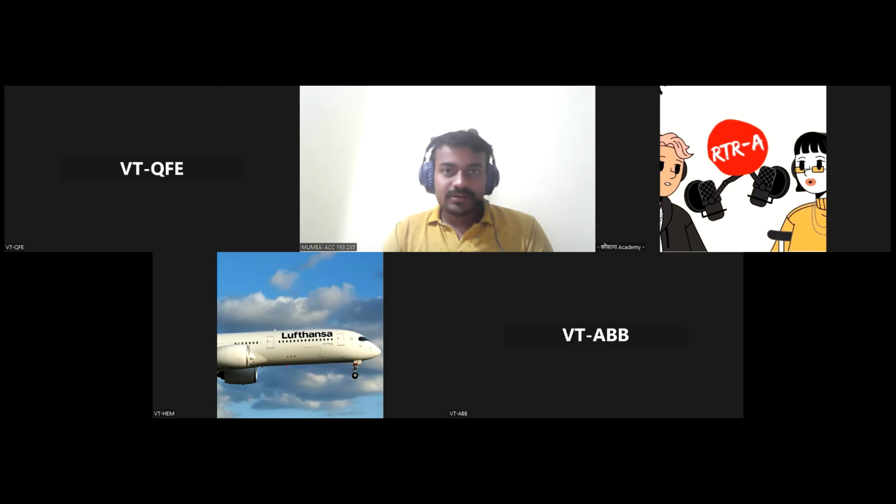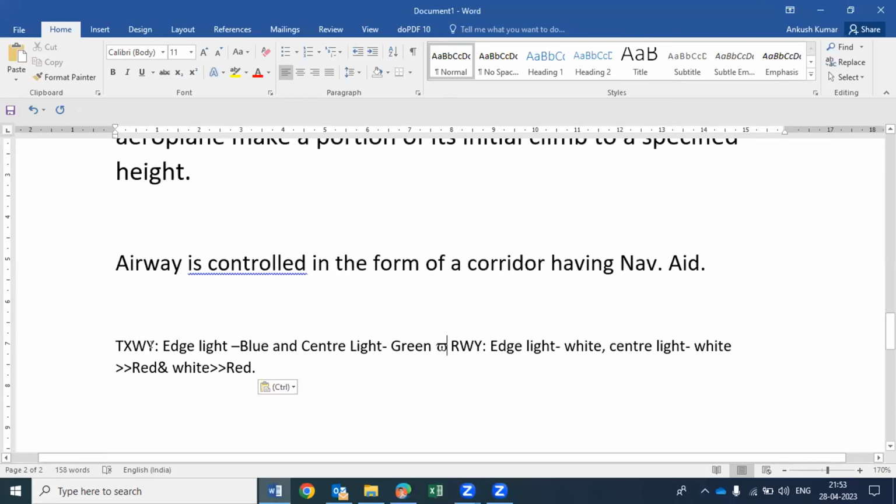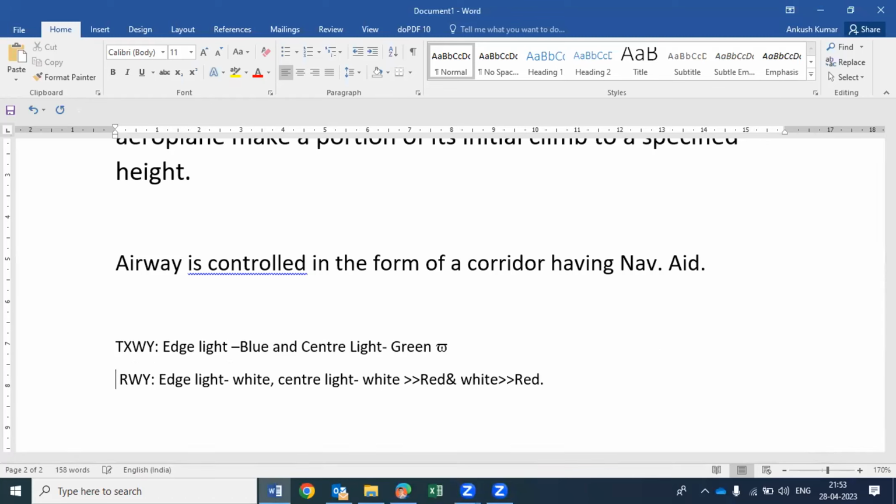Colors of taxiway. Let me show you here on the screen. Is that visible to you?